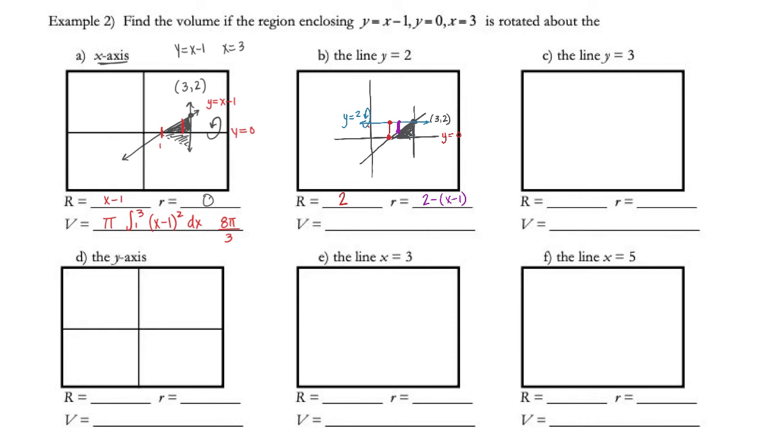So now we're ready to go through and do our volume. We have pi. We're integrating from 1 to 3 of big R squared minus little r squared. So that was 2 minus x minus 1, all squared, dx. And again, if you work that out, you should have 16 pi over 3.